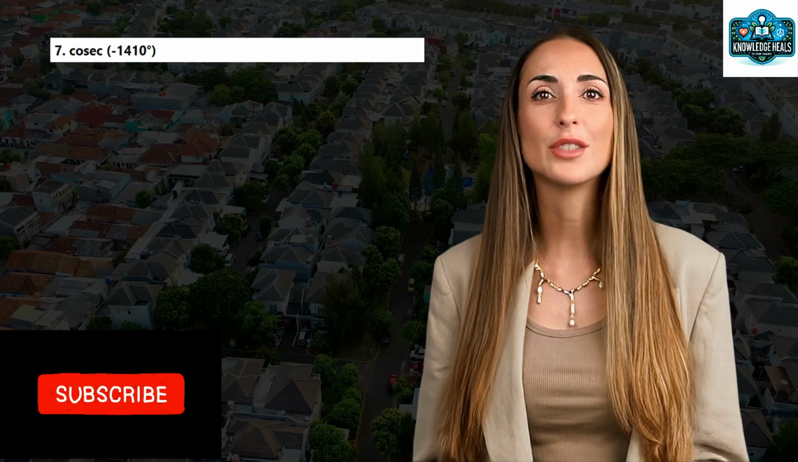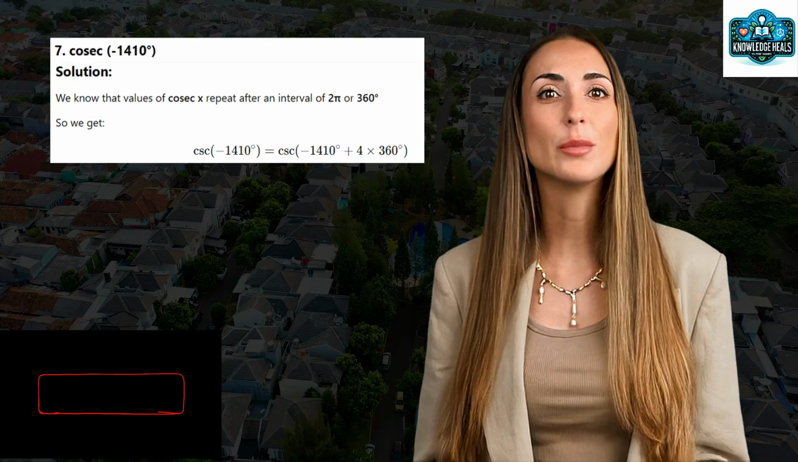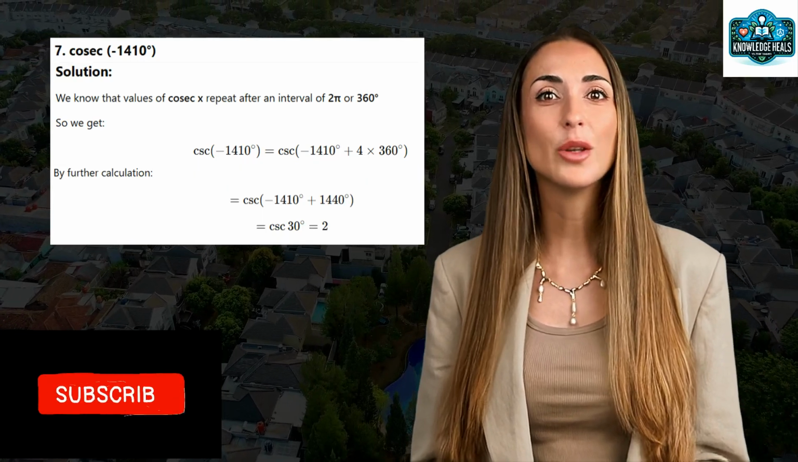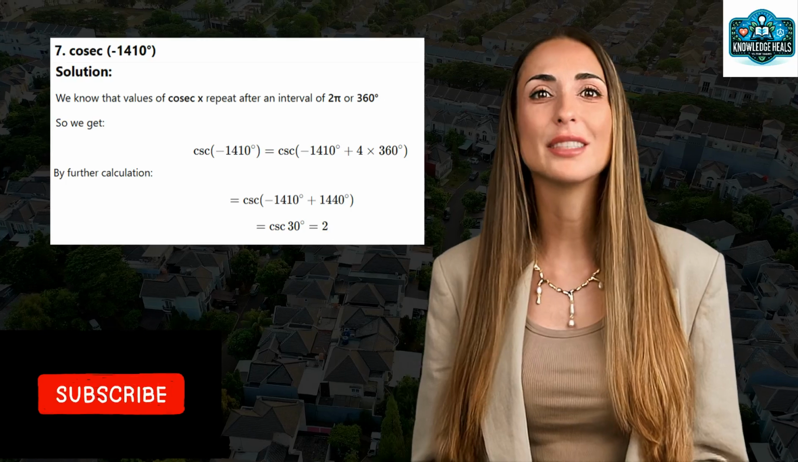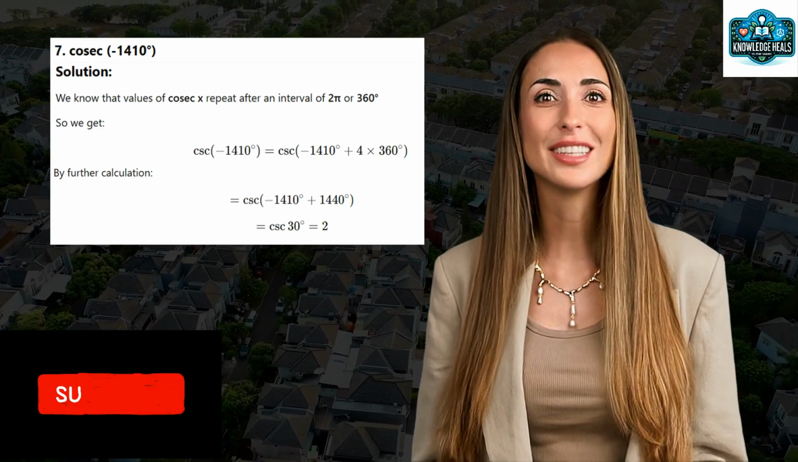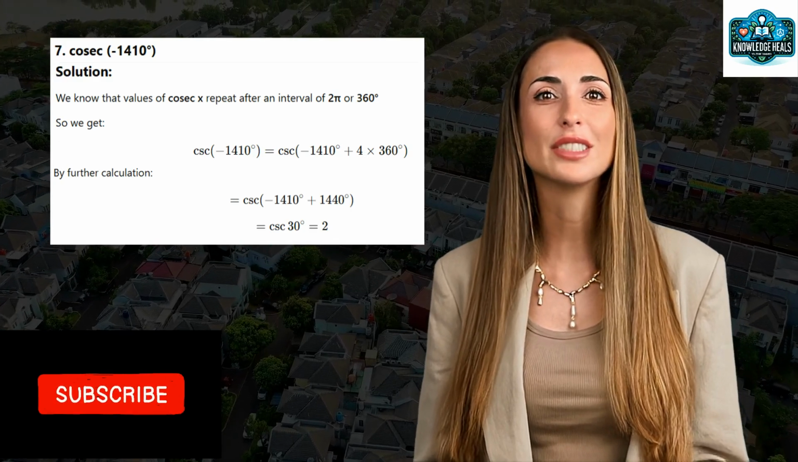Now our 7th question is cosec of minus 1410 degree. We know that the value of cosec x repeats after an interval of 2 pi or 360 degree. Hence, we get cosec of minus 1410 degree is equal to cosec of minus 1410 degree plus 4 into 360 degree. By doing further calculation, we get cosec of 30 degree, which is equal to 2.